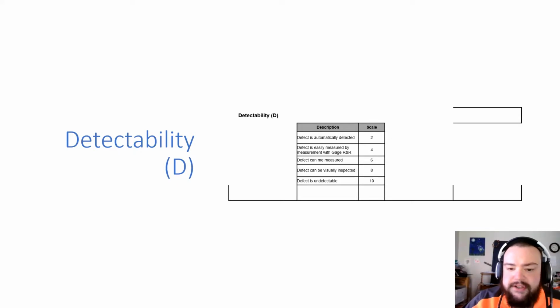Detectability is a measurement of how the particular failure mode can be found. If this is a completely automated process that has an automatic detection system, your scale is going to give a rating of 2. If by chance you're just doing visual inspections, the scale rating is going to be an 8. And pretty much anywhere in between, unless of course this particular failure mode happens to be completely undetectable, which gives you a score of 10, which ideally we're hoping to avoid.